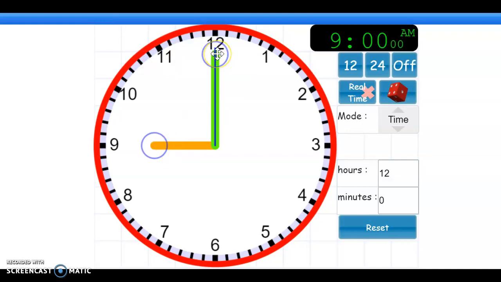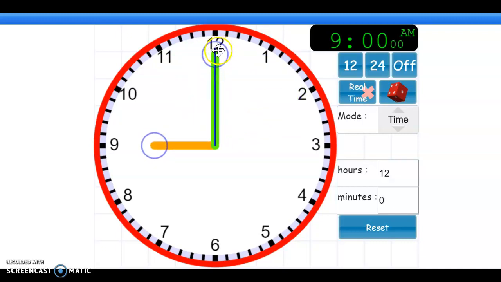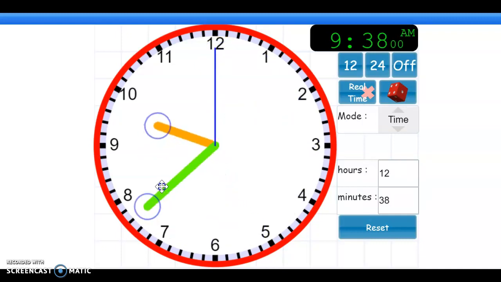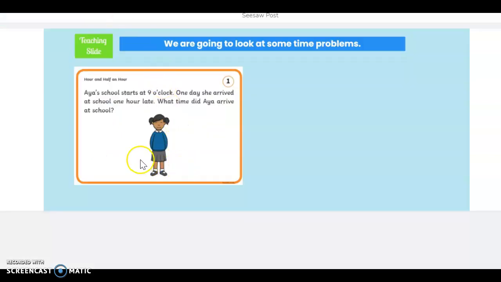So if she arrived 1 hour later, does it mean that there's time that passed, or should I go back? No, if she's late, it means I need to go forward with my time. So the clock will move 1 hour later, which means my minute hand will make a full circle and my hour hand will move from 9 o'clock to the next hour, which is 10 o'clock. What time did Aya arrive late that day? She arrived at 10 o'clock.